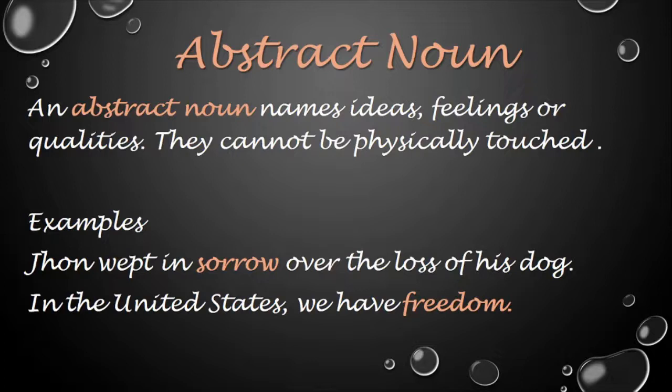Abstract noun. An abstract noun names ideas, feelings or qualities. They cannot be physically touched. For example, John wept in sorrow over the loss of his dog. Here, sorrow, it's a feeling, so it's an abstract noun. In the United States, we have freedom. Here, freedom, it cannot be physically touched, so it's an abstract noun. There are many more abstract nouns. For example, anger, love, poverty, hunger, satisfaction.